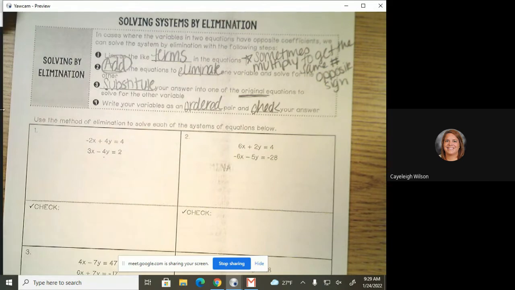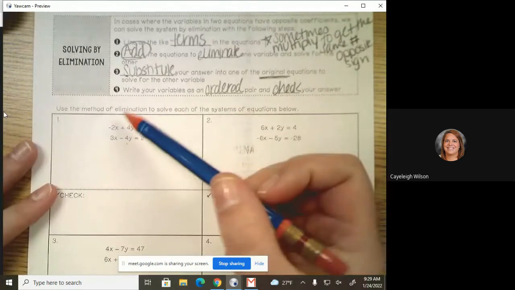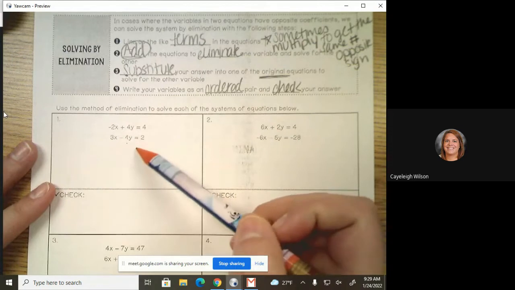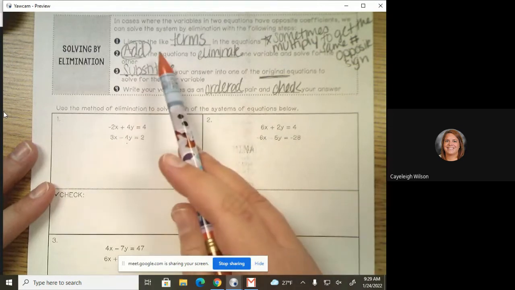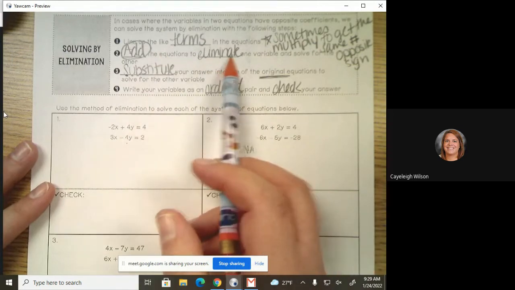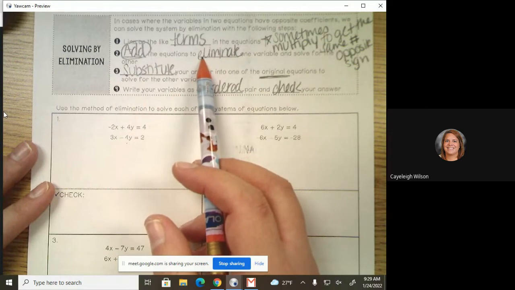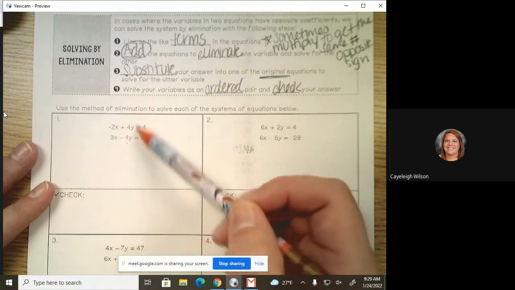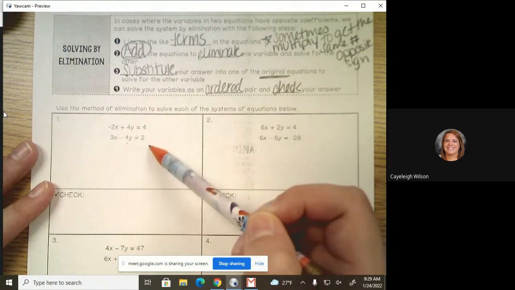So please pay attention. All right, so it says use the method of elimination to solve the system. So this first one right here, what you're going to do is line up the like terms. Most of the time it's done for you. So this is what it means. Are the x's above the x's? Yes. Are the y's above the y's? Yes. Are the equals above the equals? Yes.